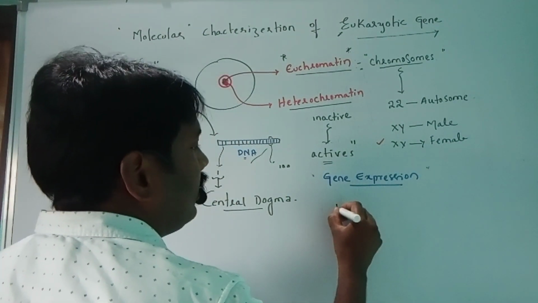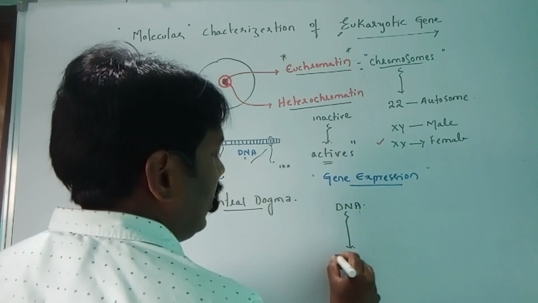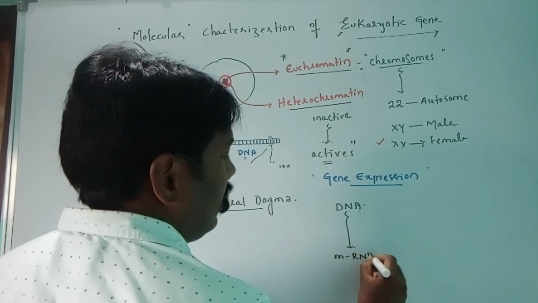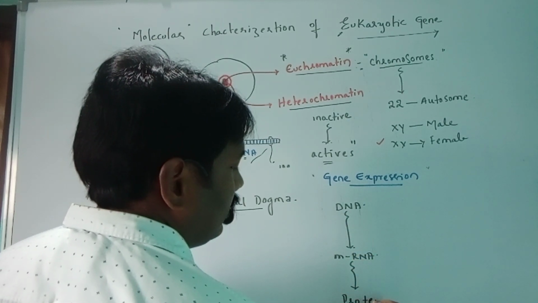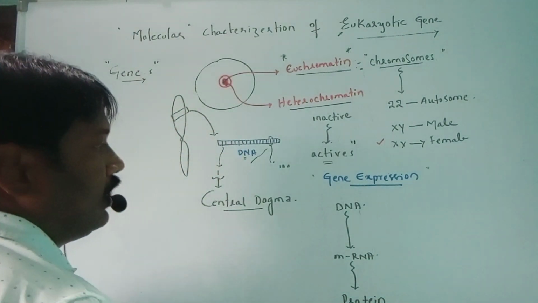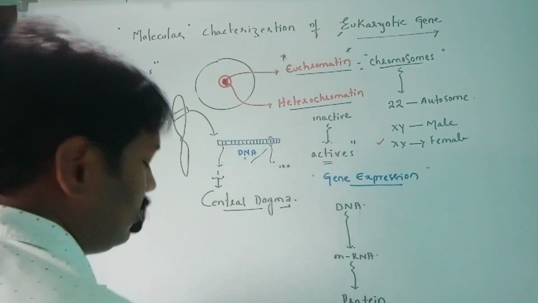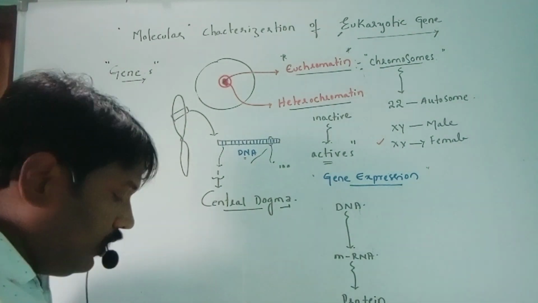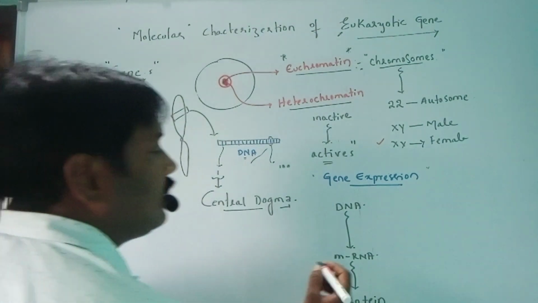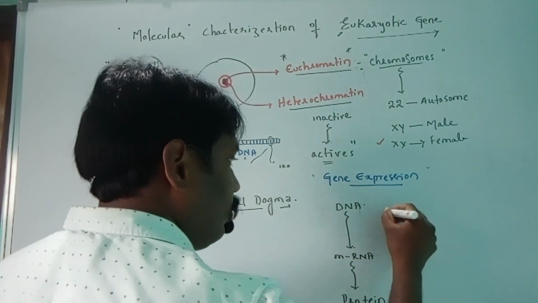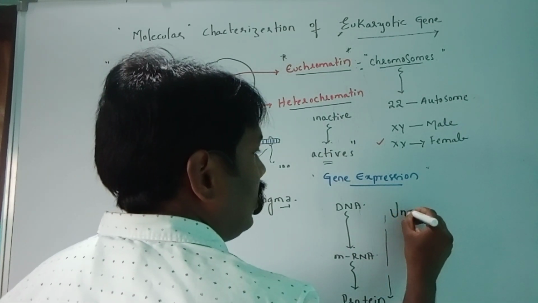The flow of genetic information from DNA to mRNA to a protein is nothing but gene expression. And this flow we call a central dogma. And this process and phenomenon we call central dogma. So this gene expression in all eukaryotic organisms is unidirectional. That means the flow is in one direction, right? So we call it unidirectional.